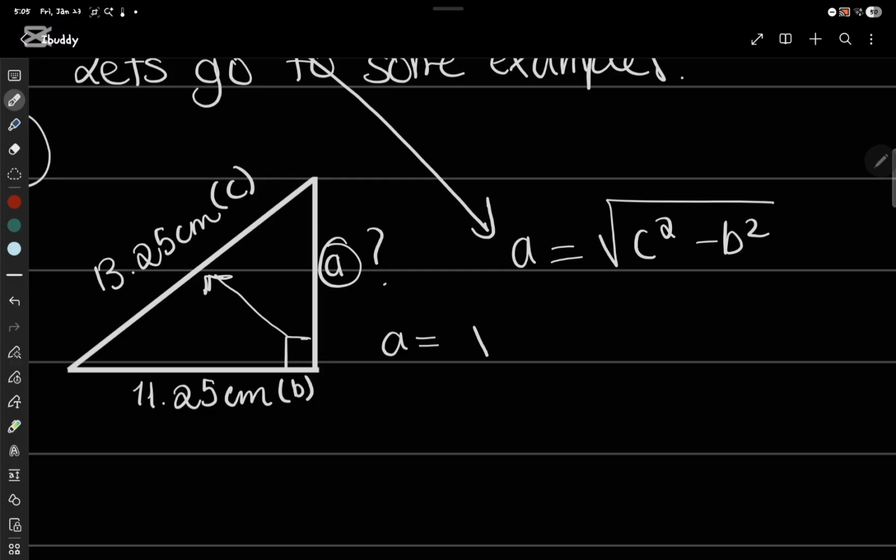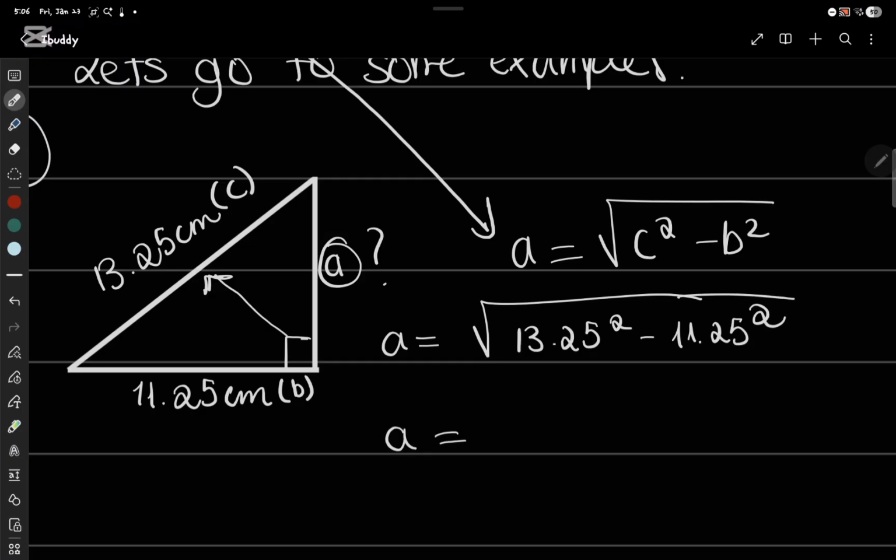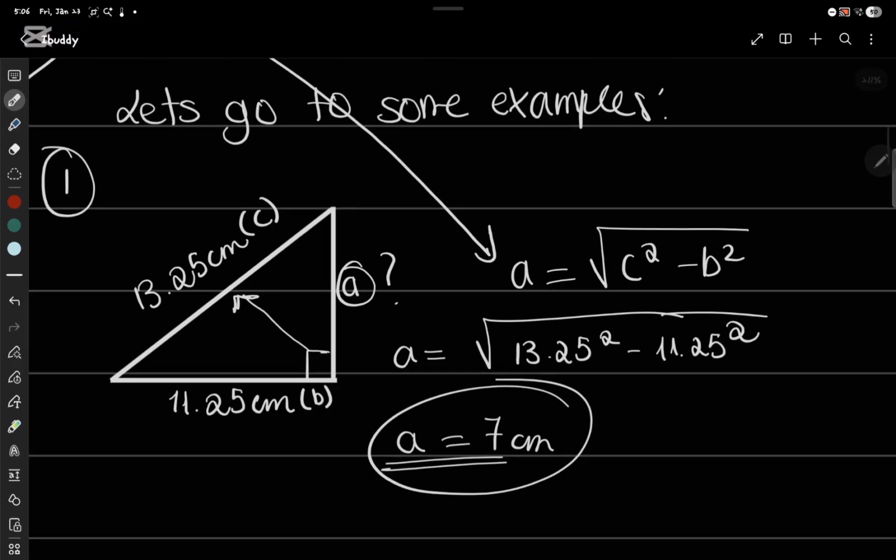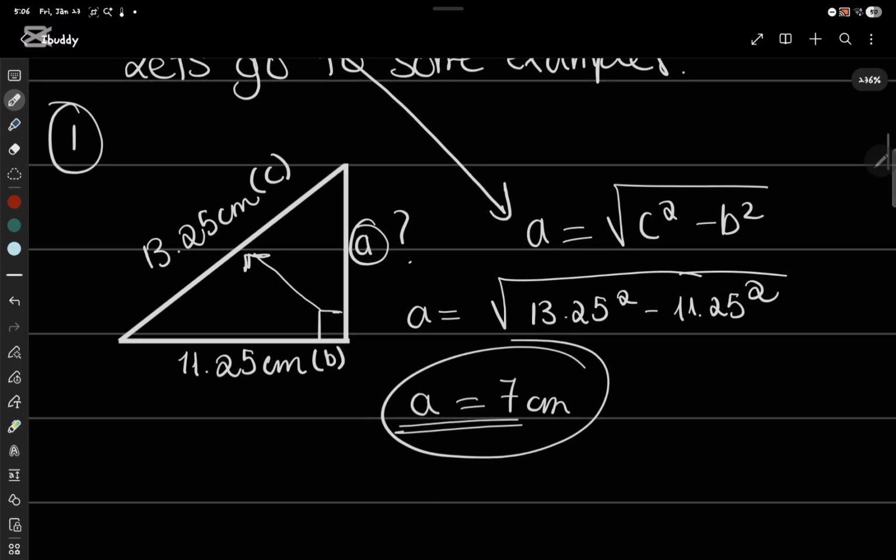So you got A equals the square root of 13.25 squared minus 11.25 squared. Okay, you can plug this into a calculator. Let me just plug it in real quick. That will get you A equals 7 centimeters. Okay, so that's an example of us solving for a leg instead of the hypotenuse.